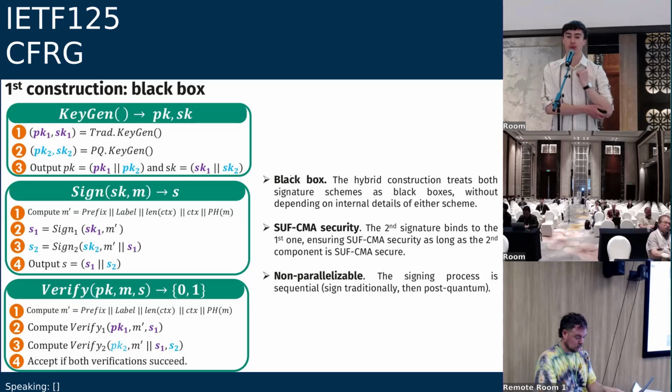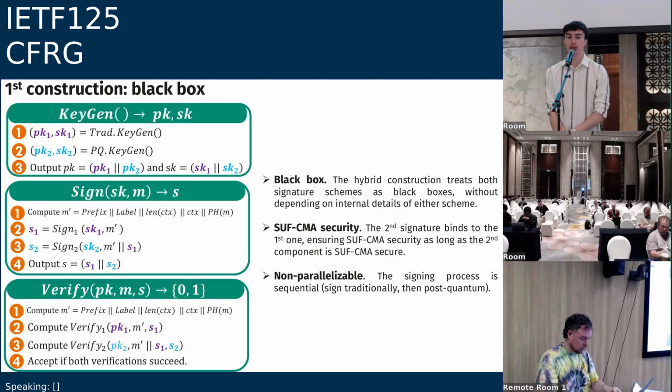As a result, this hybrid construction remains SUF-CMA secure even if the first component is only existentially unforgeable, as long as the second component is SUF-CMA secure. However, because of this binding, the signing process is sequential: you need to first sign traditionally and then sign with your post-quantum component. This is a difference compared to the composite approach, for example, which can be executed in parallel.